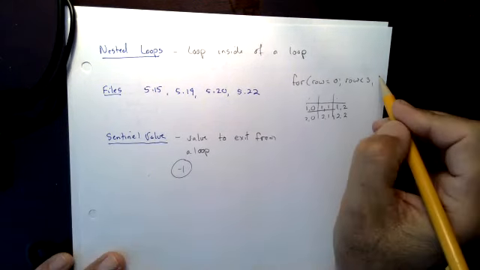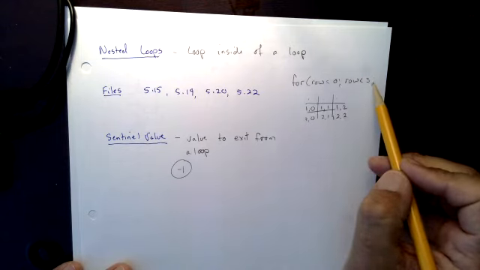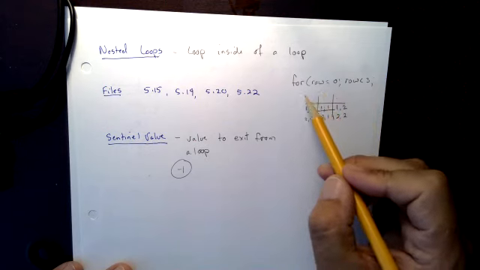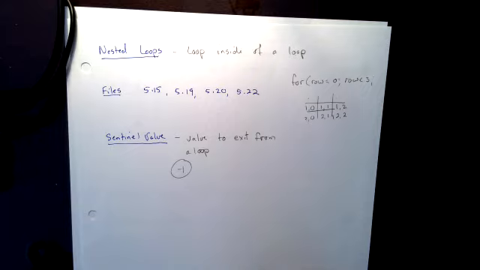Nested loops up here. I ran out of room. For row equals 0, row is less than 3, row plus plus. Column, for column equals 0. And it would let me go through a 2-dimensional array.